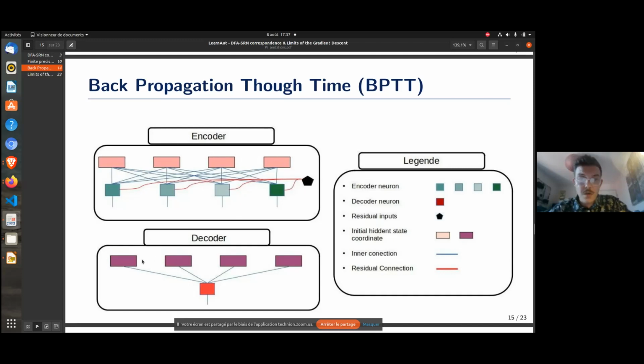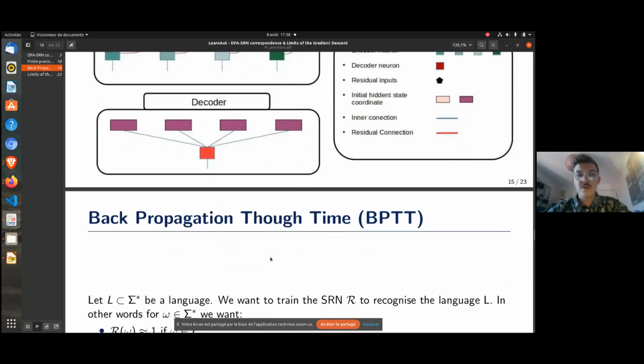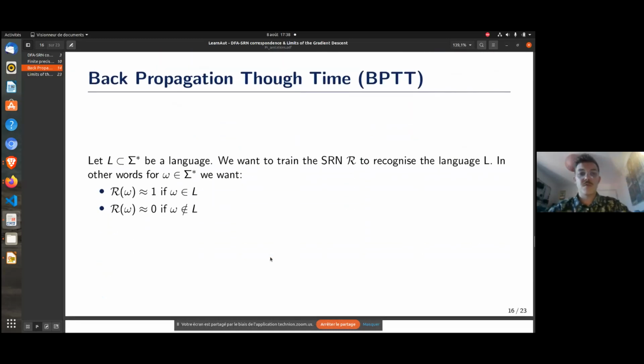And the decoder receives the coordinates from the hidden state vector that was computed, performs a weighted sum, eventually adds a bias, and then computes the activation on it and gives us the response, a float number between 0 and 1. I just recall what I just said.